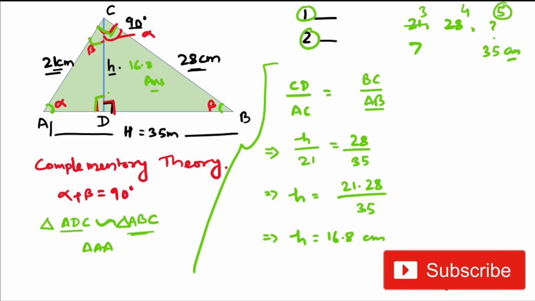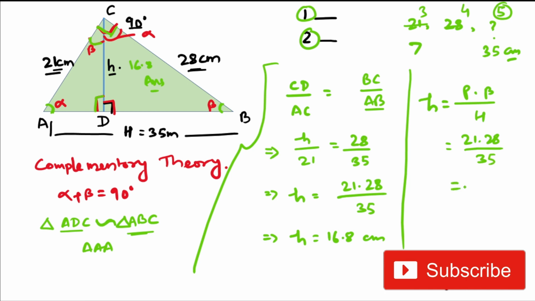Now we have to calculate the value of CD. The height of this right angle triangle is perpendicular multiplied by base divided by hypotenuse. Here the perpendicular and base are 21 and 28, divided by the hypotenuse, that is 35. If we solve it, it is 16.8 centimeters. So friends, how quickly we can solve this type of problem, very easily.